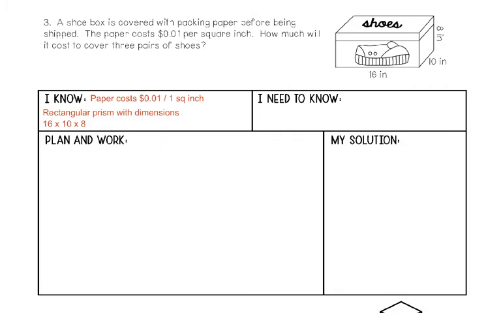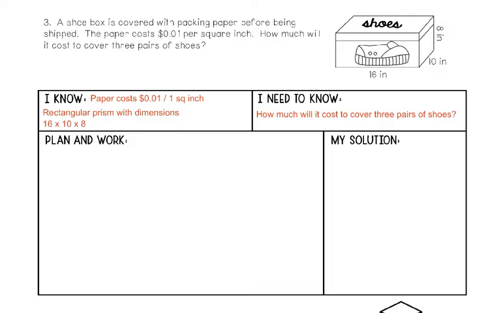Now what I need to know is the last sentence of the question. How much will it cost to cover 3 pairs of shoes? So we're going to have to start by figuring out how much it costs to cover 1 pair of shoes. Then we'll worry about the cost and everything else. So the very first step is going to be to find the surface area of this rectangular prism.